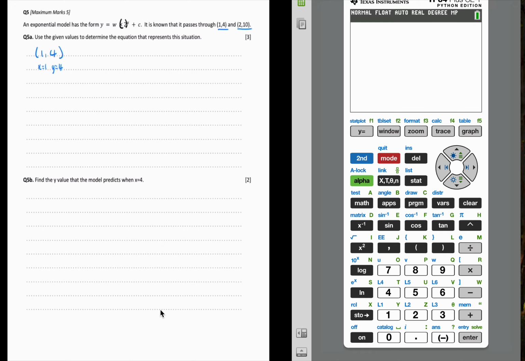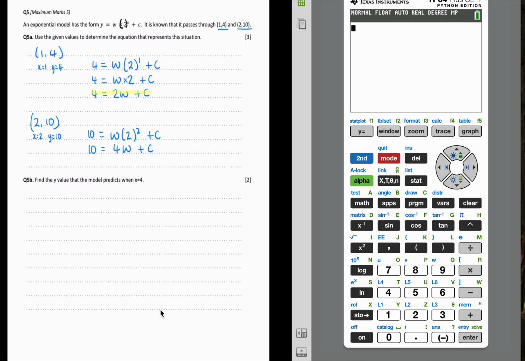So I have 4 is equal to w times 2 to the power of 1 plus c. That's just 4 is equal to w times 2 plus c, or 4 is equal to 2w plus c. Then we can do the same again with the second coordinate, which is (2, 10). This time x is 2 and y is 10. So 10 is equal to w times 2 to the power of 2 plus c. In that same way, we have 4w, since 2 squared is 4, plus c.